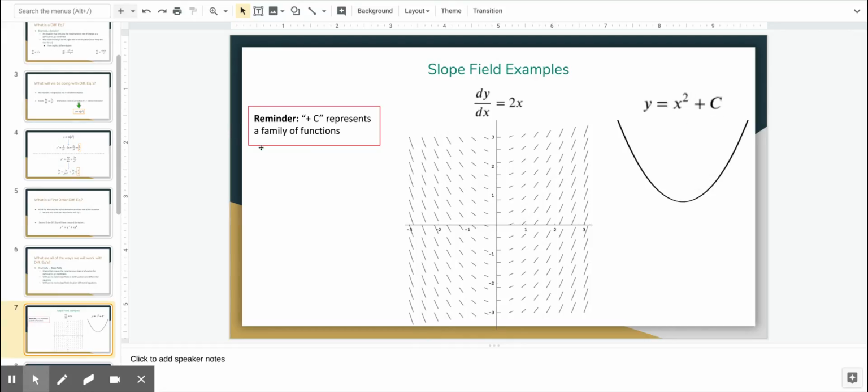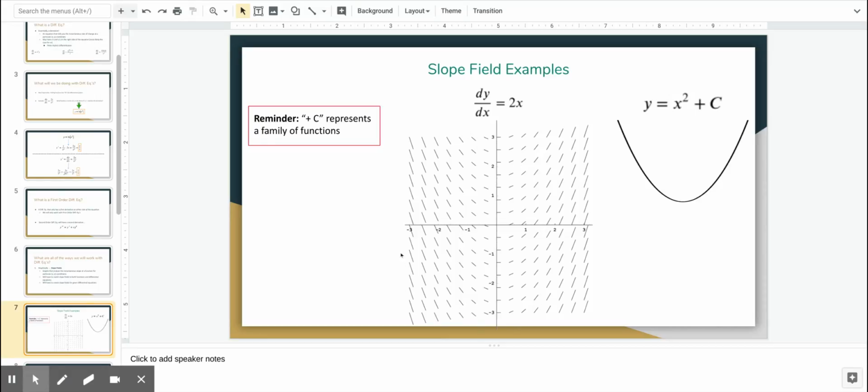All right, I have a little reminder here that plus c represents a family of functions. So x squared plus 0, or just x squared itself, is the parabola that's at the origin. If I add 1 to it, I move that parabola up 1. If I subtract 2 from it, I move that parabola down 2, right? So that plus c can mean any value, and all it does is move the parabola up and down the y-axis. So this is what a slope field for dy/dx equals 2x looks like.